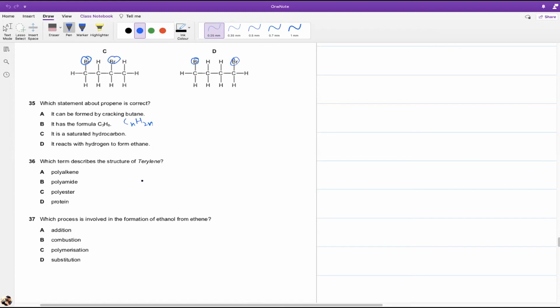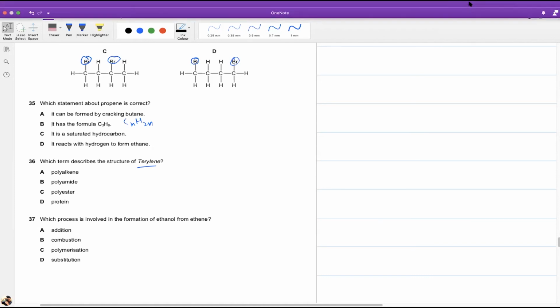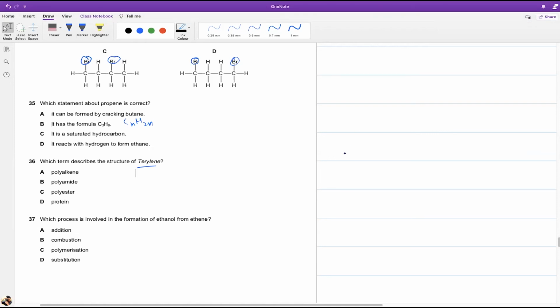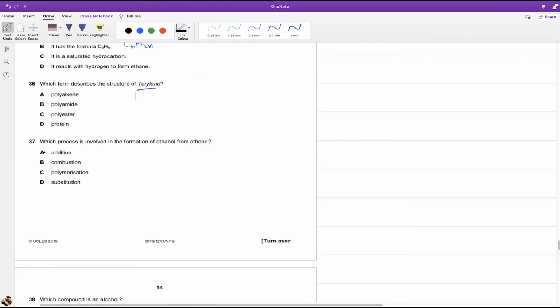Which term describes the structure of terylene? Terylene क्या होता था? Terylene is the artificial thing that has the same linkage as fat. So it's polyester. Which process is involved in the formation of ethanol from ethene? Ethene is unsaturated, and you are adding water to get ethanol. Remember this thing. You add water at high temperature with a phosphoric acid catalyst to make alcohols. So this is an addition reaction, hydration. So this is A.